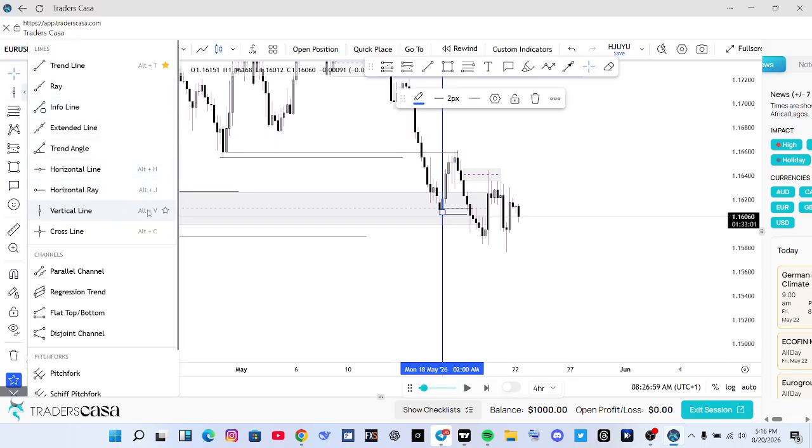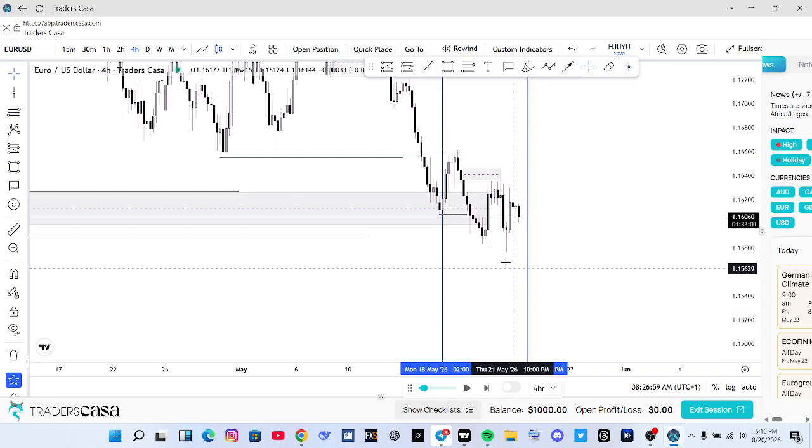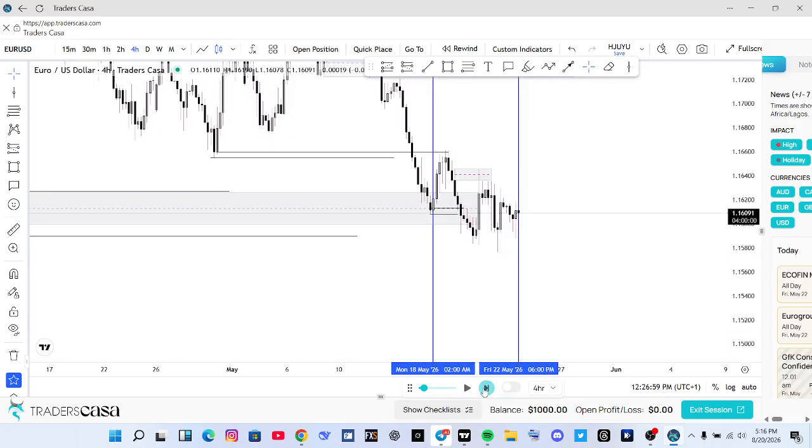This zone here, and this zone. This is just the whole of this week. What is Friday doing? Friday is ranging. This is just the whole of this week.